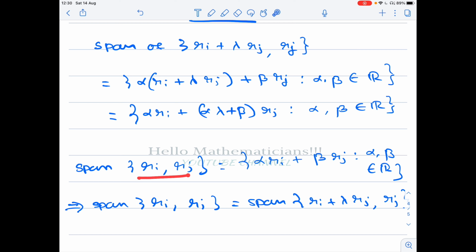If you look at the span of this vector, this is alpha ri plus beta rj such that alpha, beta belong to R. If you look at the span of these two vectors, this is alpha times first vector plus beta times second vector, where alpha, beta belong to R. If you simplify this, you get alpha ri plus alpha lambda plus beta times rj. Note that there is rj here, so we collect the coefficient of rj. This is also all possible linear combinations of ri, rj. Therefore, the span of this vector and the span of this vector are the same.